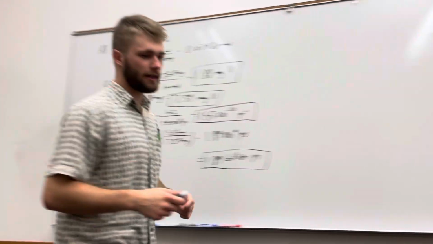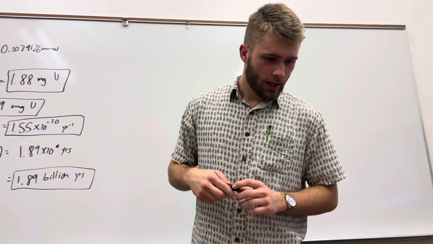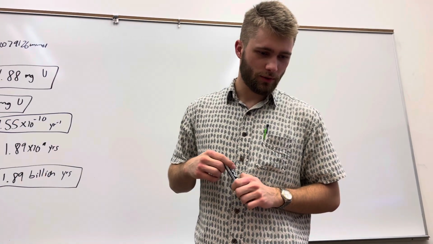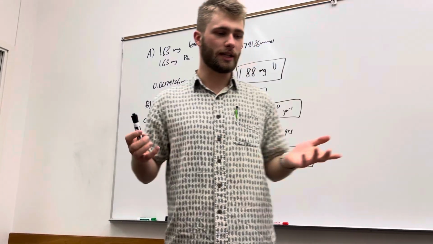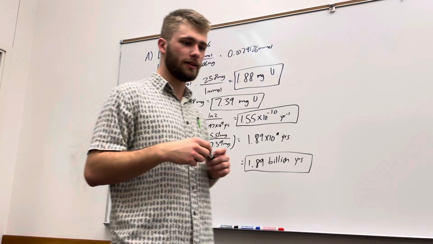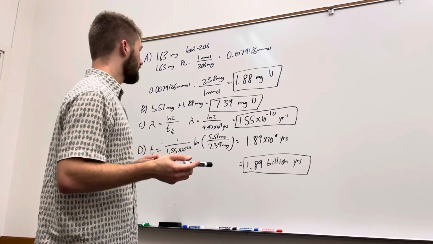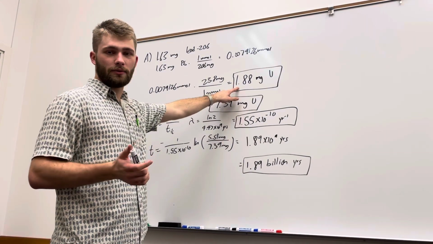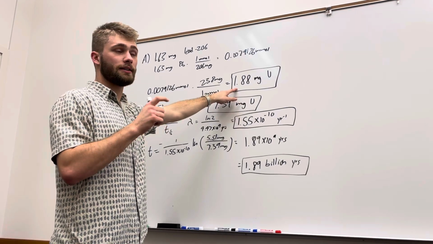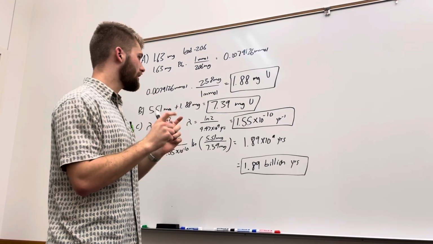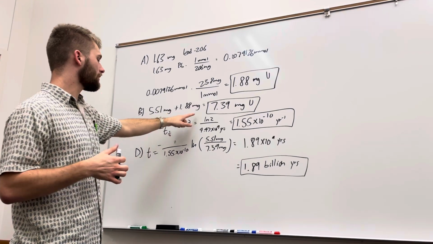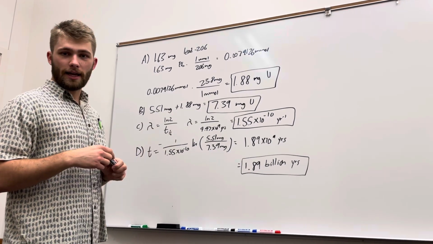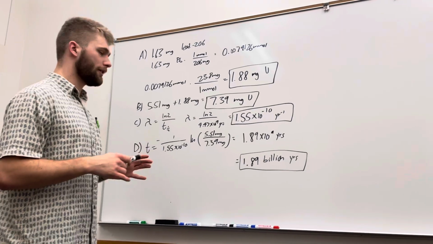So step B says, what was the total mass of uranium-238 originally in the rock? So to find that, we can just sum the current mass of uranium-238 with the value that we just found, the value that has been turned into lead. If we sum those two values, we'll have the original value. So 5.51 milligrams plus 1.88 milligrams equals 7.39 milligrams of uranium were originally there in the rock.